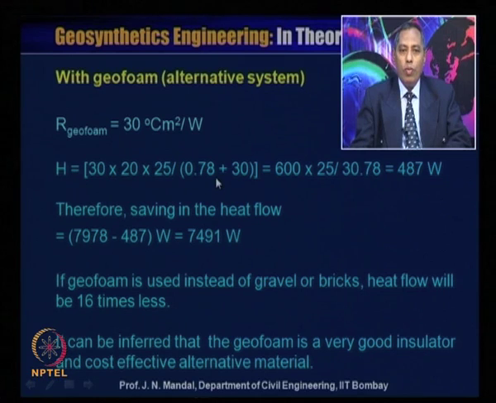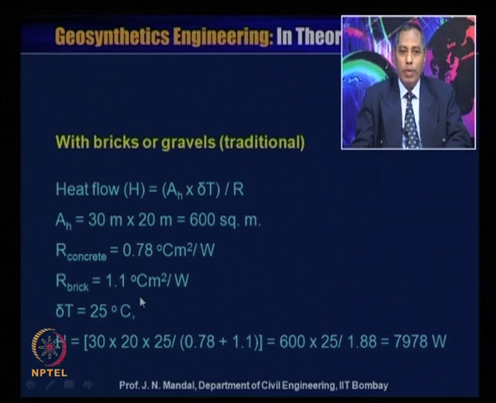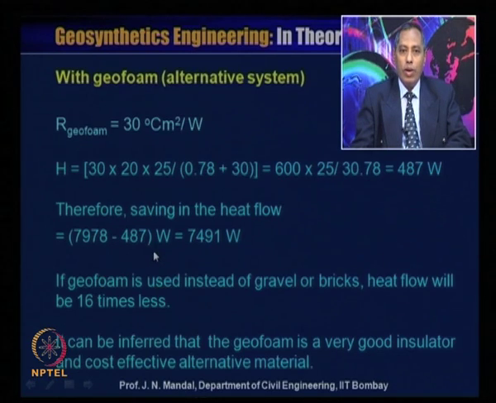you know the resistance, what I mentioned also, that here R for the concrete is 30.78 plus that, plus 30. So this will give you 600 into 25 divided by 30.78, this is 487 watt.